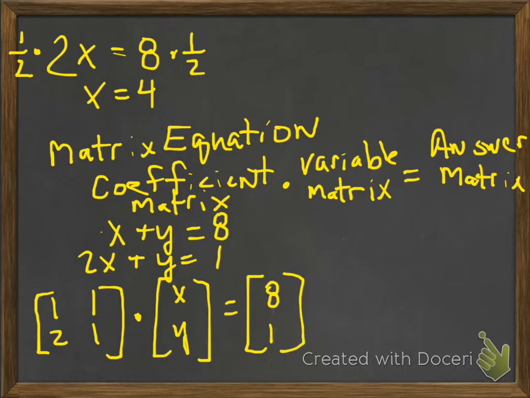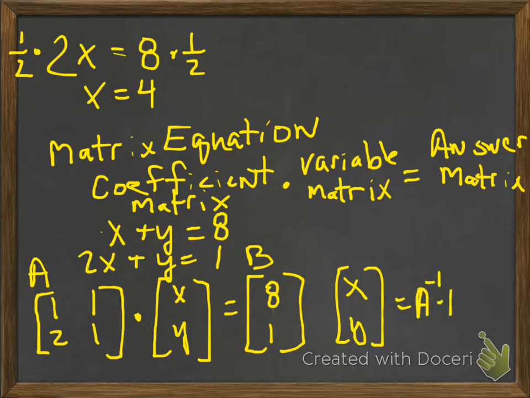Now, according to this, this is like saying the same thing as 2x. Now, how did I get rid of the 2 here? I multiplied by its inverse. How am I going to get rid of this matrix? Multiply by its inverse. And if I multiply by its inverse on this side, multiply by the inverse on the other side. So what you're really going to do, if you say that's matrix A, the coefficient, the other one's matrix B, you're just going to say the inverse of A times B, and you will have your answer.